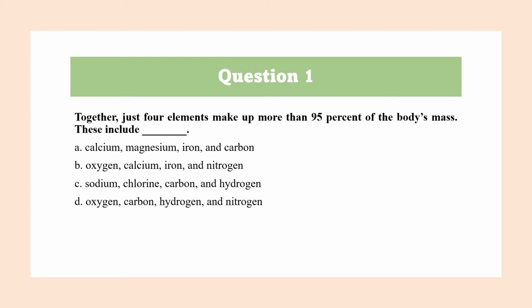Together, just four elements make up more than 95% of the body's mass. These include A. Calcium, magnesium, iron, and carbon. B. Oxygen, calcium, iron, and nitrogen. C. Sodium, chlorine, carbon, and hydrogen. Or D. Oxygen, carbon, hydrogen, and nitrogen. So, four elements that make up the body mass are oxygen, carbon, hydrogen, and nitrogen. Number D.